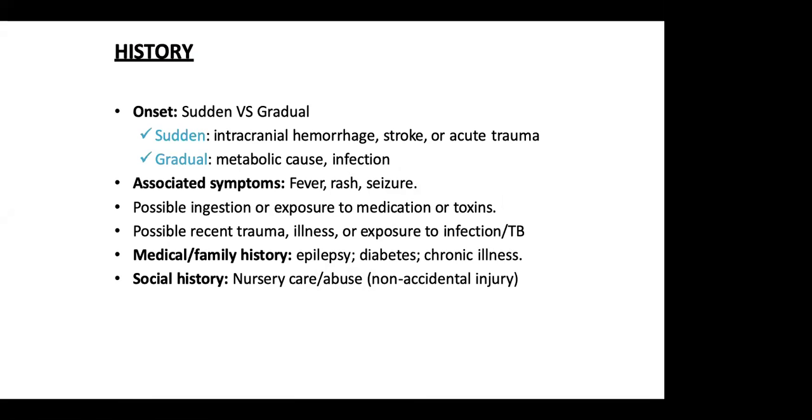So in order to find the etiology, we should take history. We must ask the child's parent regarding the onset, whether it is sudden or gradual onset. If sudden, we may suspect ICH, stroke, or acute trauma. If gradual, we may suspect metabolic cause or infection.